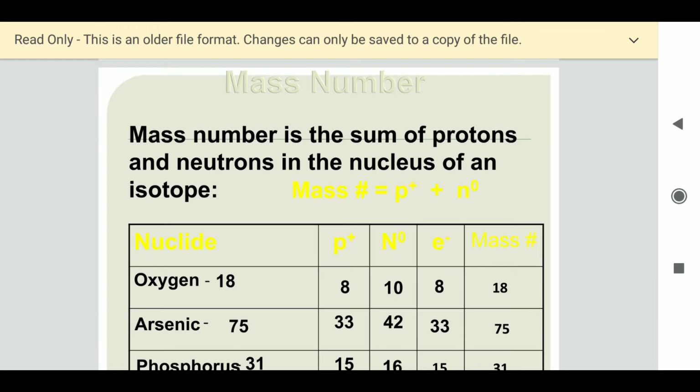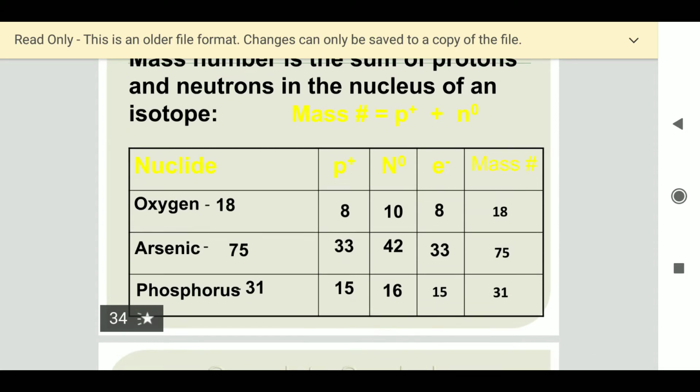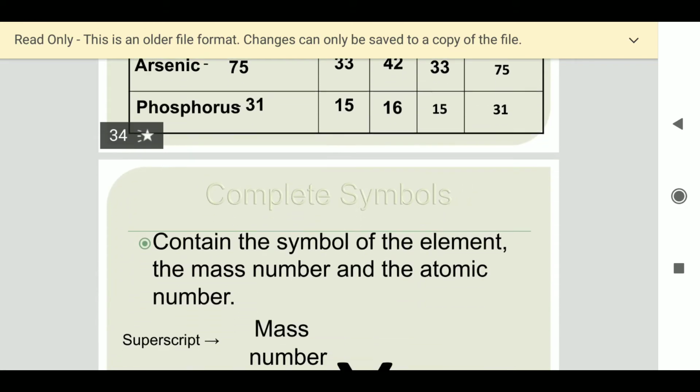Here I have discussed a few elements, that is oxygen, arsenic and phosphorus. I am talking about the oxygen element: number of protons is 8, number of neutrons is 10 and the number of electrons is 8. So overall mass is equal to 18. Now talking about arsenic, the number of protons is 33, number of neutrons is 42 and the atomic mass is 75. Similarly, for phosphorus, number of protons is 15, number of neutrons is 16. As the number of protons and electrons are equal, electrons would be 15 and the mass is 31.